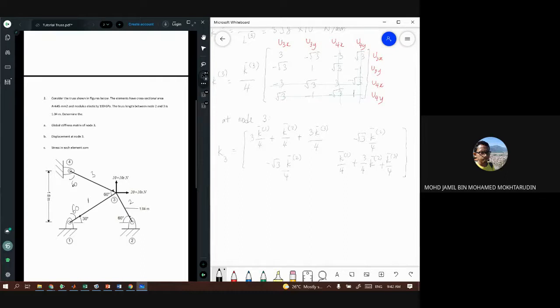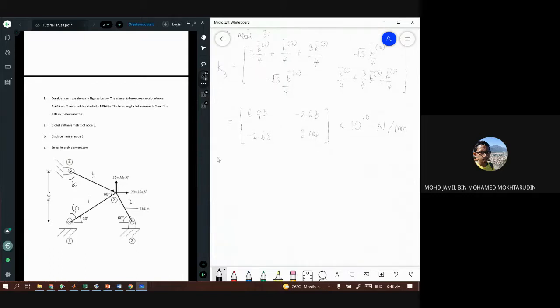And then substitute the values and you get 6.93 minus 2.68. Okay, so this is the global stiffness matrix for node number 3.